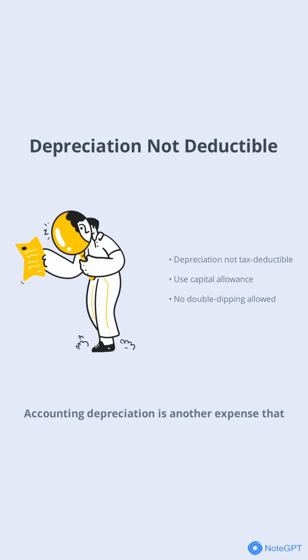Accounting depreciation is another expense that cannot be claimed for tax purposes. While businesses may record depreciation in their books, only capital allowances are allowed for tax deduction. This prevents double dipping and ensures consistency in how asset costs are handled for tax purposes.